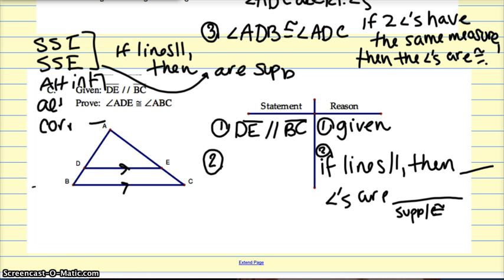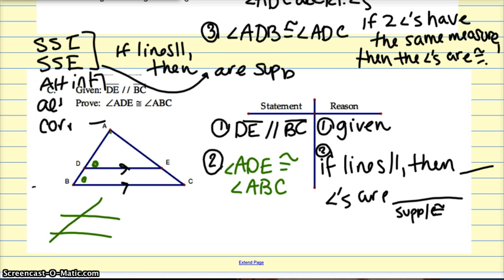It says prove angle ADE to be congruent to angle ABC. ADE is this one here. ABC is this one here. They're in the same position on two different lines, so these angles are corresponding. If lines are parallel, then corresponding angles are congruent.